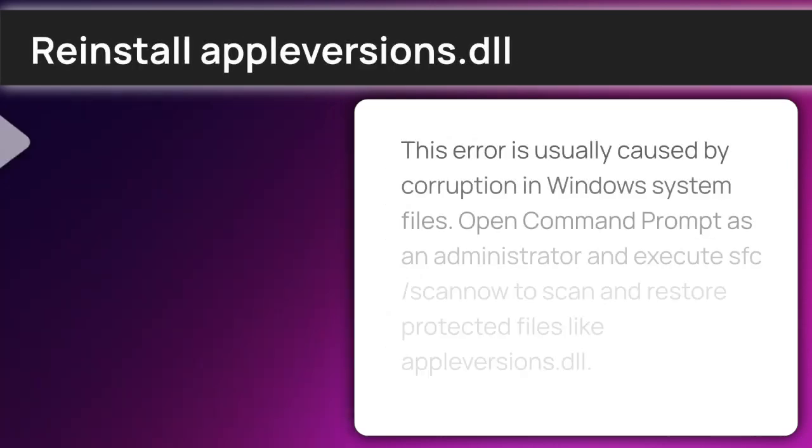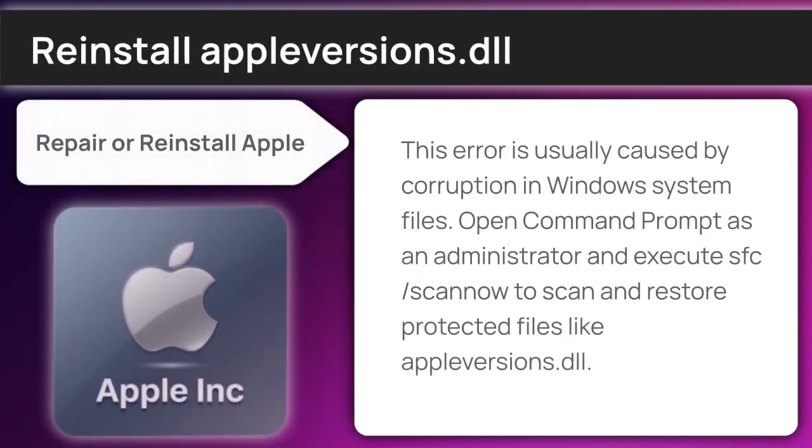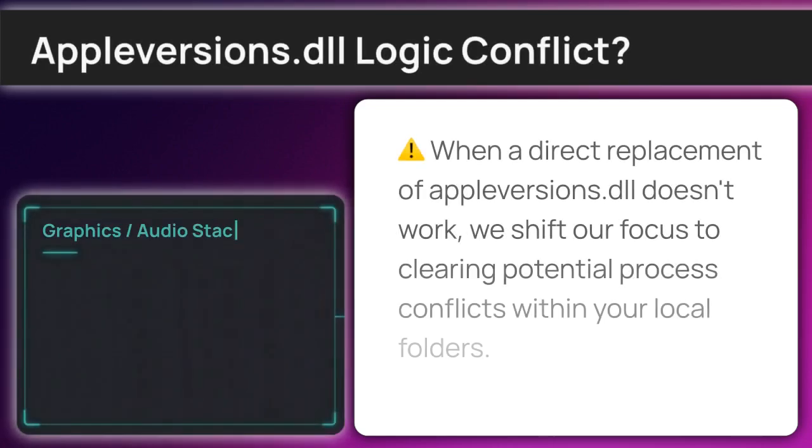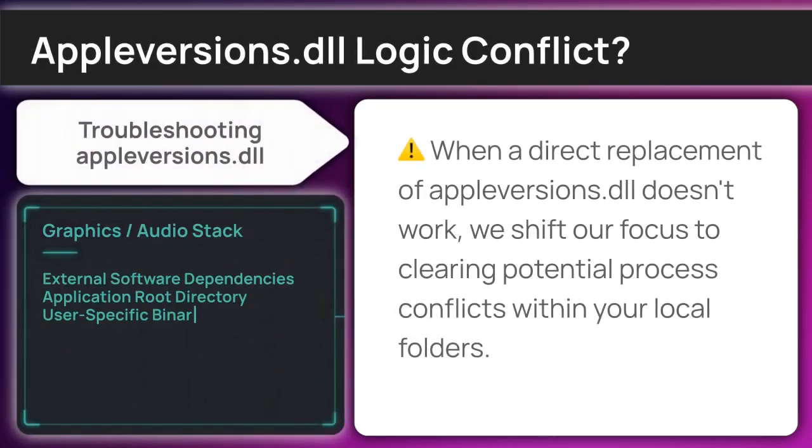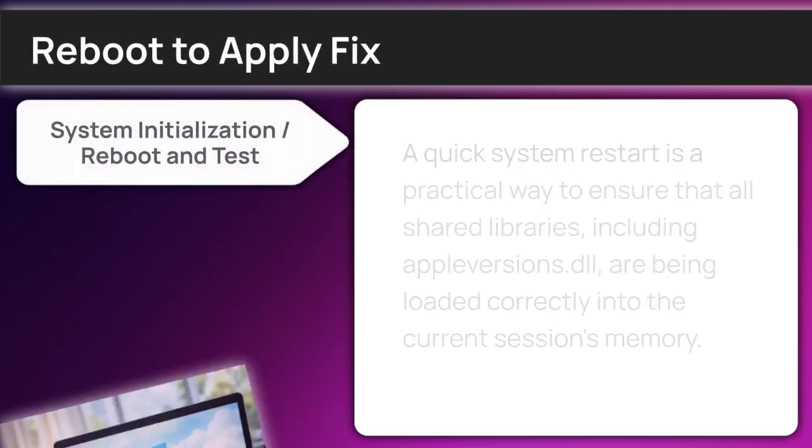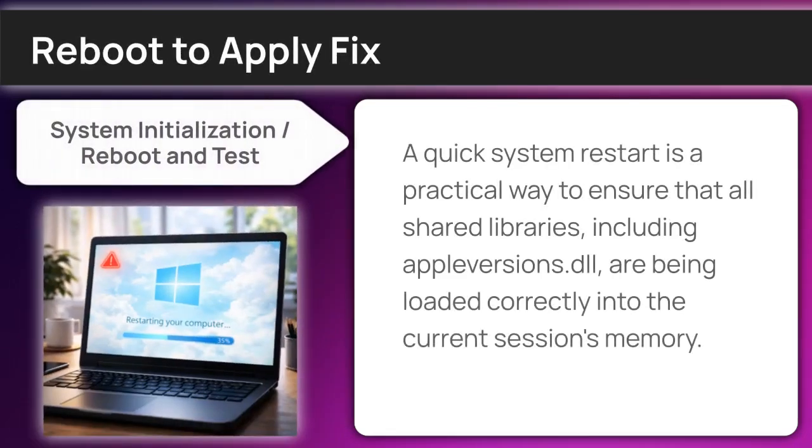This error is usually caused by corruption in Windows system files. Open Command Prompt as an administrator and execute sfc /scannow to scan and restore protected files like Appleversions Library DLL. When a fresh installer fails to clear the error, it typically points toward a deeper conflict within the Windows execution layer. A full system restart clears the temporary memory cache and allows Windows to attempt a fresh initialization of all required libraries, including Appleversions Library.